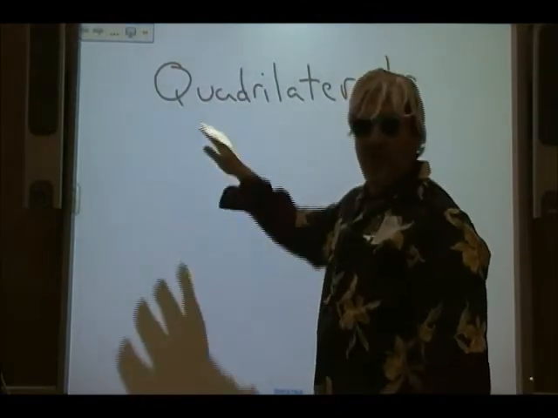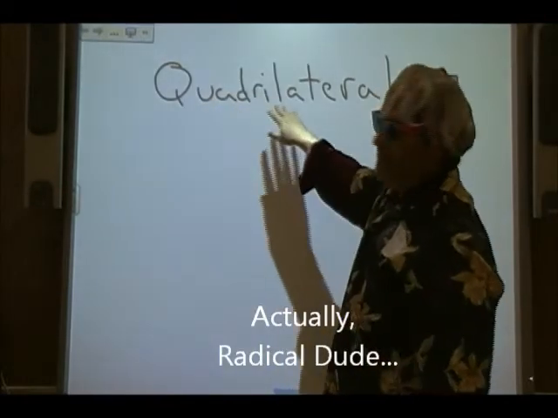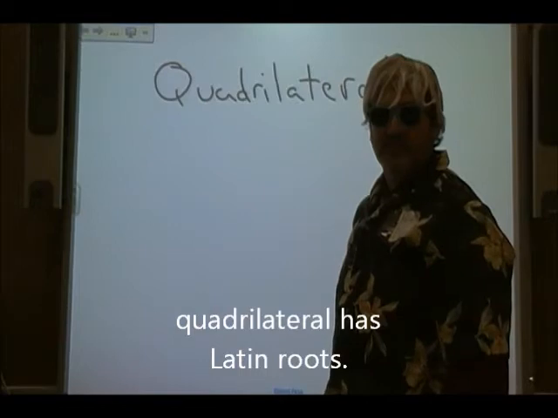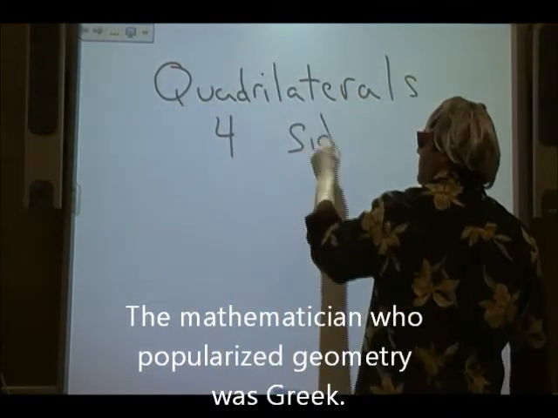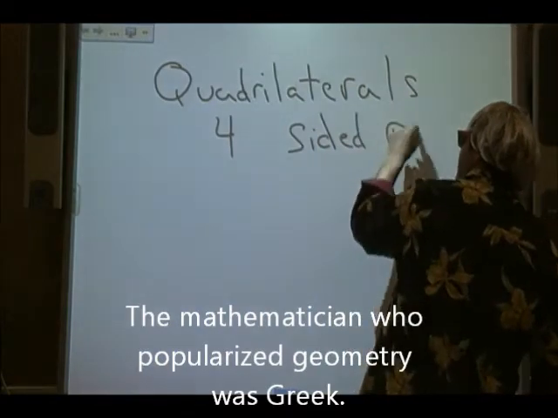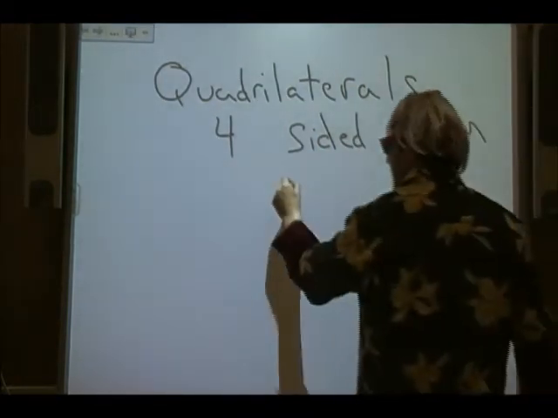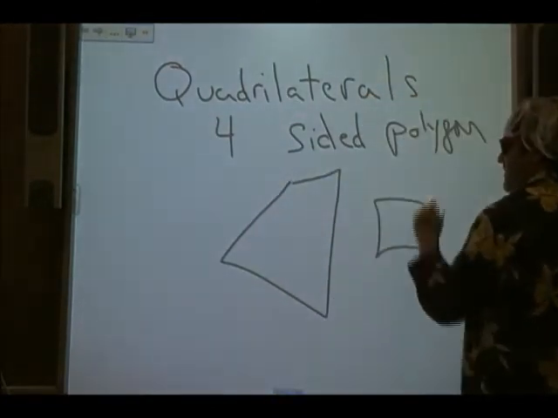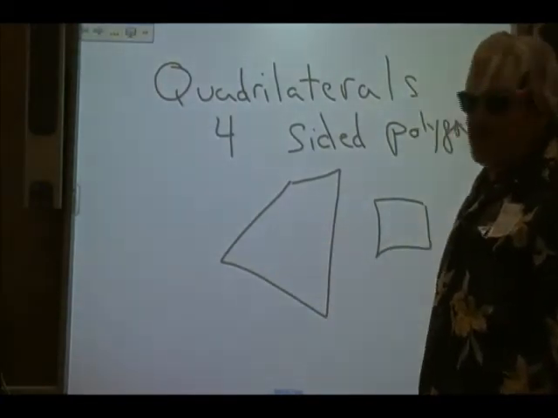All right, first of all, what is this? I think it's Greek. The quad means four, and the lateral, I guess, means edges, sides. So it's four sides. Any four sides. So we're going to call it a four-sided polygon. Anything with four sides, 1, 2, 3, 4, or 1, 2, 3, 4. These are all quadrilaterals.